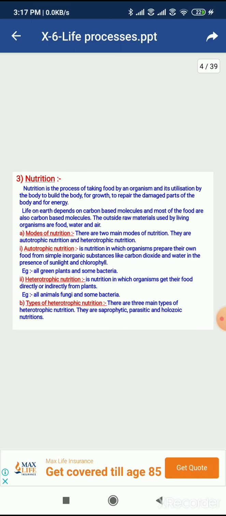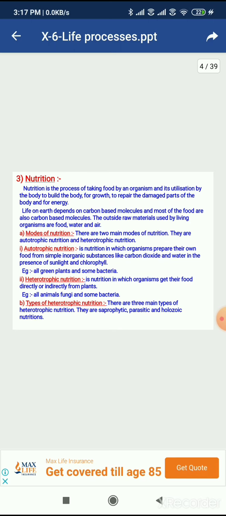Here are some modes of nutrition. Modes are the means through which various organisms take their food. There are two modes of nutrition. First one is autotrophic. Auto means self. That means the organisms which prepare their own food are known as autotrophs, and this type of nutrition is known as autotrophic nutrition.